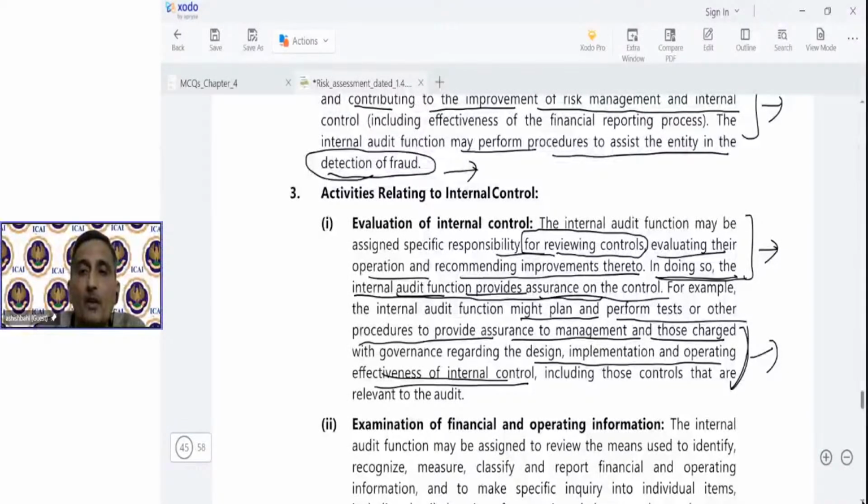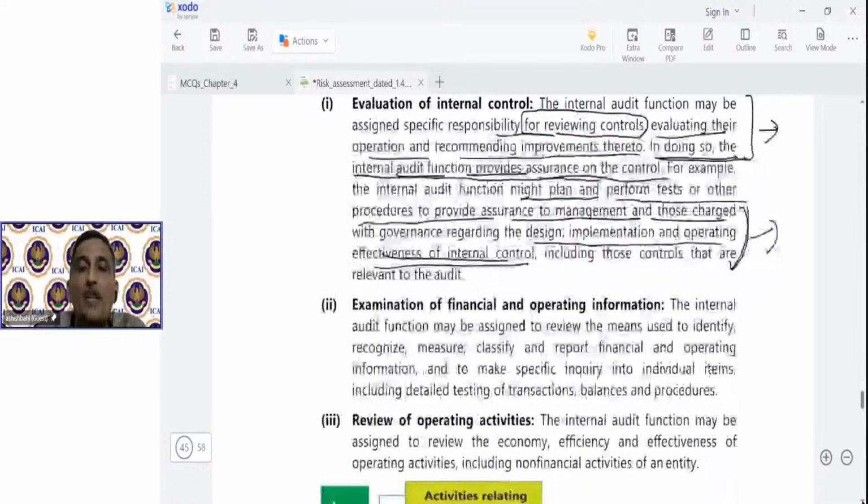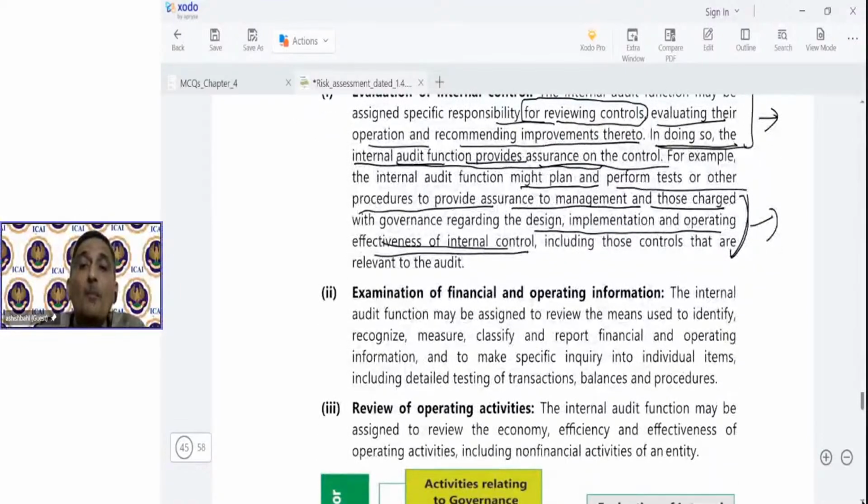Number 2, examination of financial and operating information.